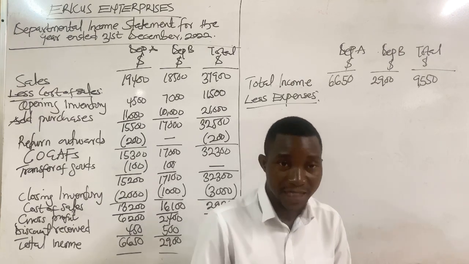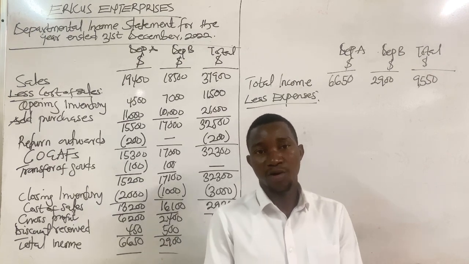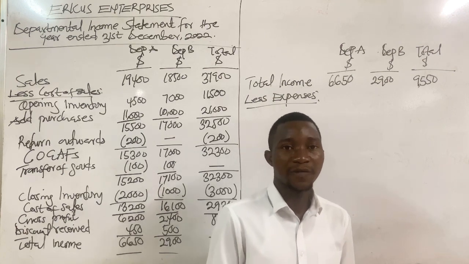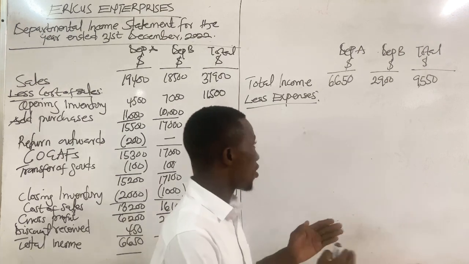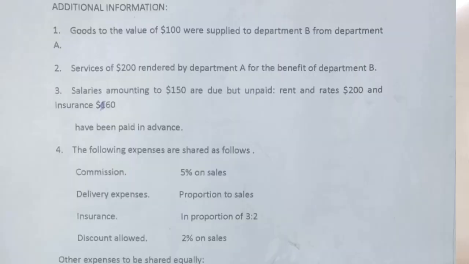But mind you, for any expense you take, you have to go through the footnotes and see if there is any prepaid or owings, or if there is a suitable basis of apportionment for us to share the expenses between the two departments, okay? So insurance, let's go through the additional information. Salaries amounting to $150 are due but unpaid. Rent and rates $200 and insurance $60 have been paid in advance, okay?